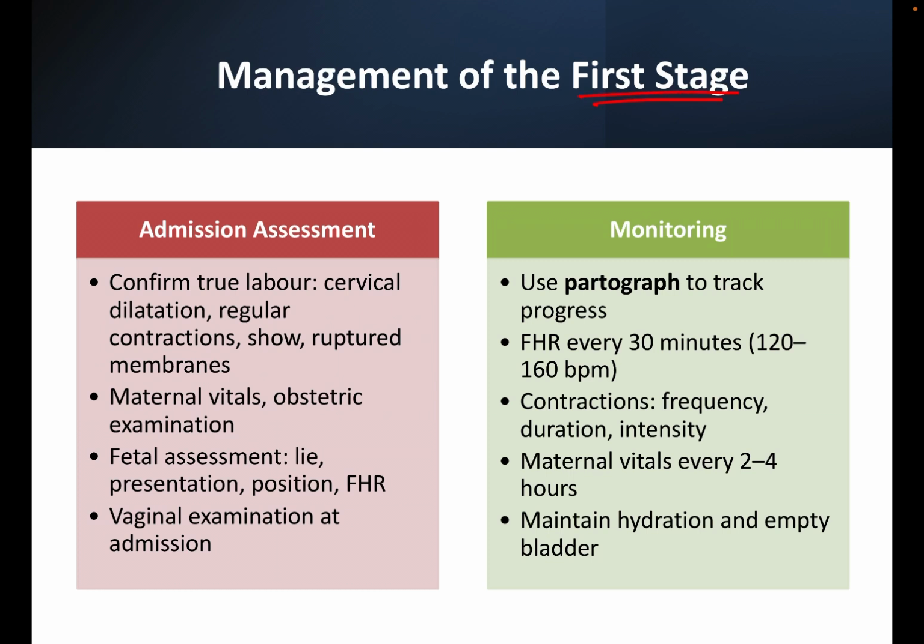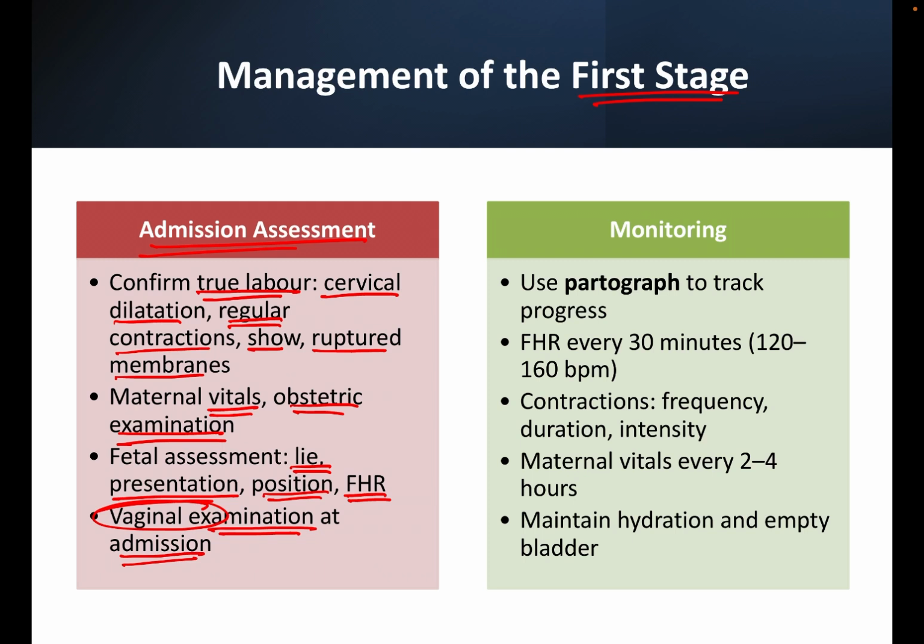Coming to the management of first stage of labor. Admission assessment. First, confirm whether it is true labor pain by checking the cervical dilatation, regular contractions, and ruptured membranes, followed by maternal vitals monitoring and obstetric examination, and fetal assessment of lie, presentation, position, and fetal heart rate, followed by vaginal examination at admission, though it is not to be frequently performed.